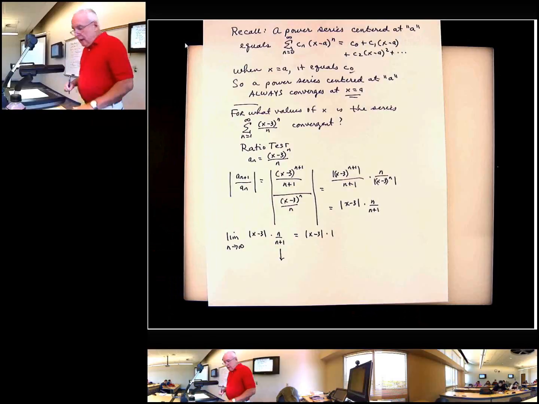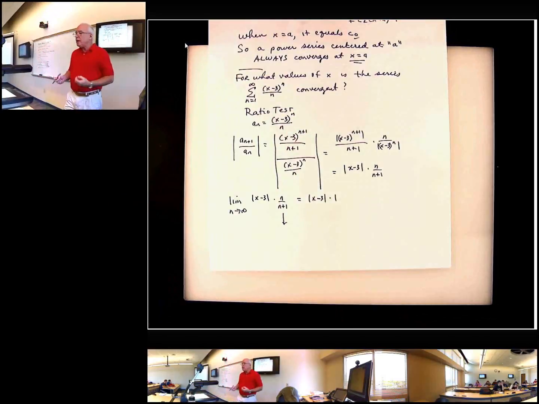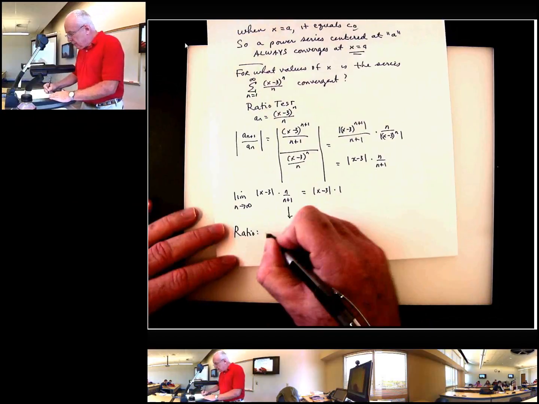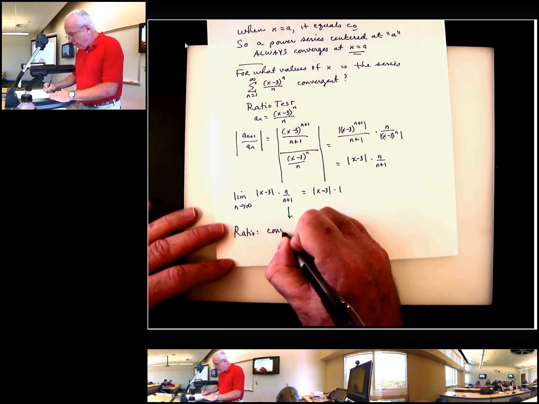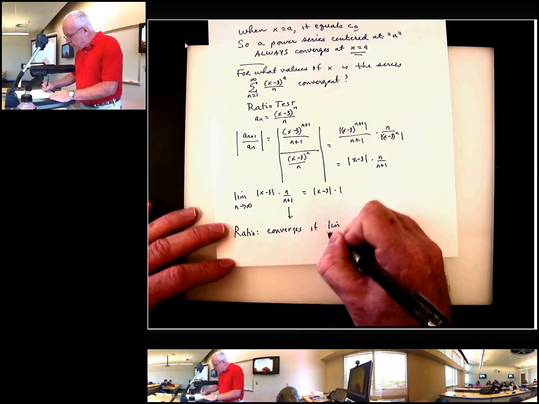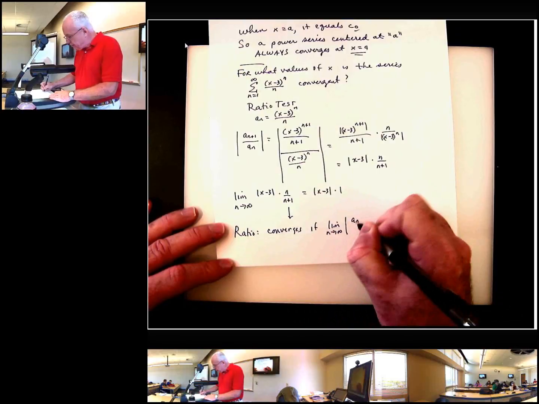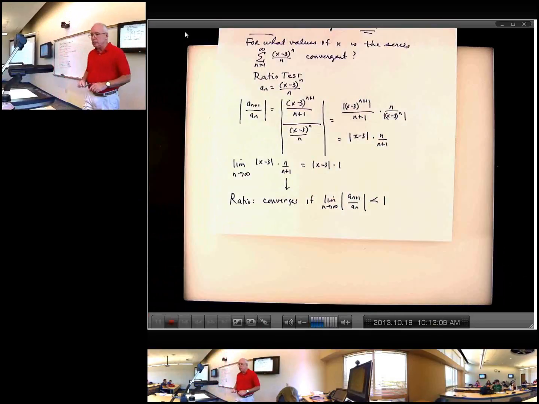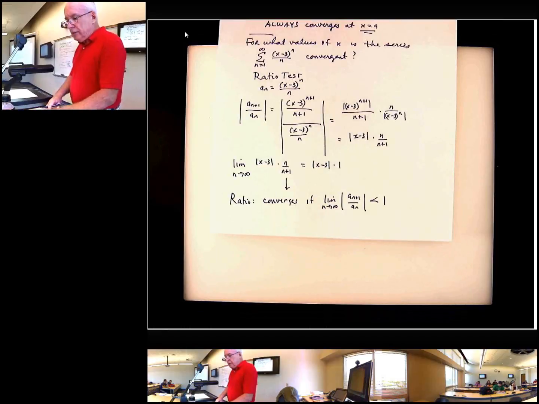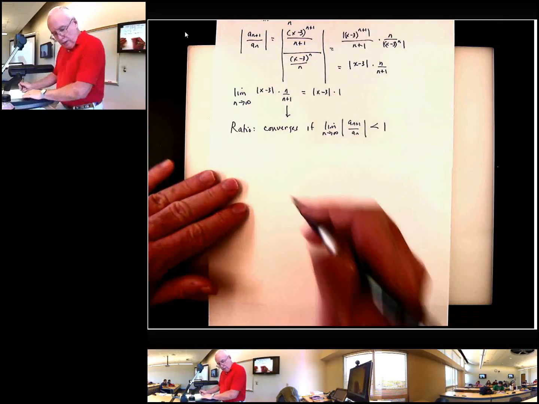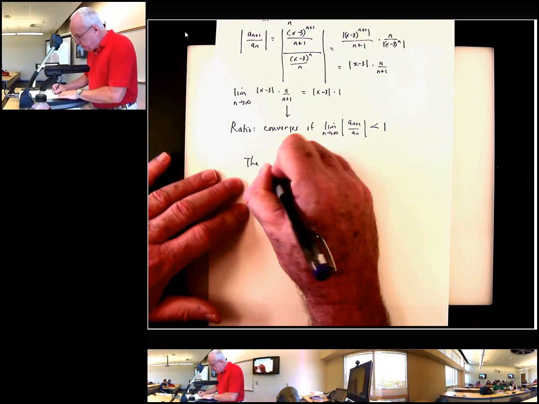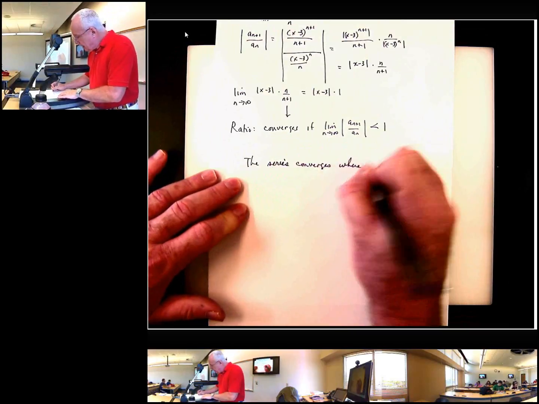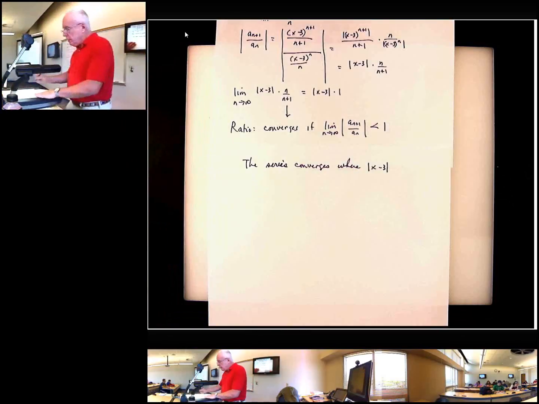All right. Now, remember, the question is, what values of x does this converge at? So let's recall with the ratio test, the series converges if that limit of that quotient as n goes to infinity, a sub n plus 1 over a sub n, if that limit is less than 1. That's what the ratio test tells us. So we've determined what that limit is. That limit is the absolute value of x minus 3. So therefore, the series converges where x minus 3 in absolute value is less than the number 1.